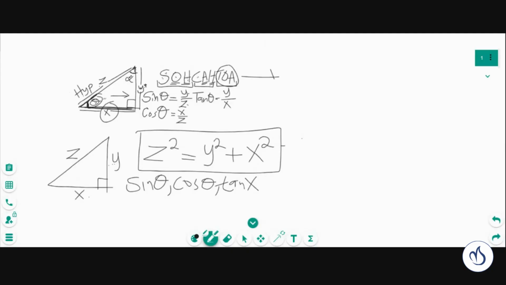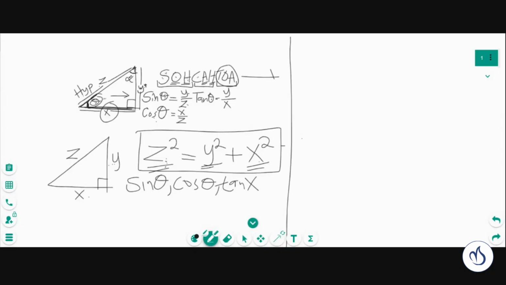As you can see, in Pythagoras I have Z, Y, X. Here I have sine with Y and Z, cos with X and Z, they are mixed. So I am going to make Y, X, and Z the subjects in these trigonometric functions so that they can be eliminated.